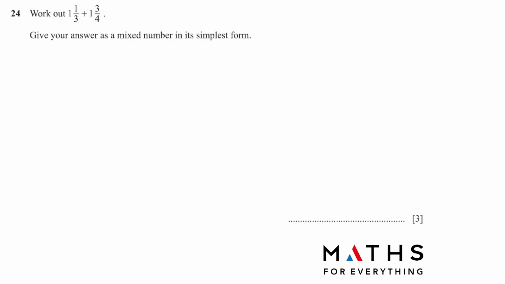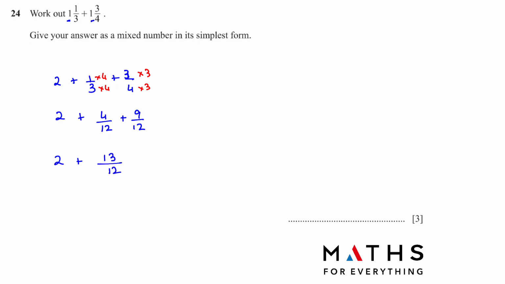There's another way to solve it. We add the whole numbers: 1 plus 1, 2. Plus 1 over 3 plus 3 over 4. Let the 2 be there. And then you multiply by 4 and by 3 to have a common denominator. This will give you 4 over 12 plus 9 over 12. Now add 4 plus 9, which is 13 over 12.